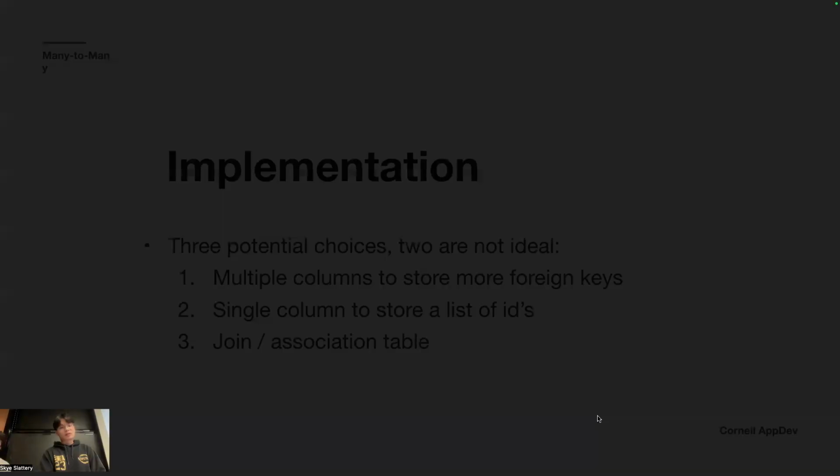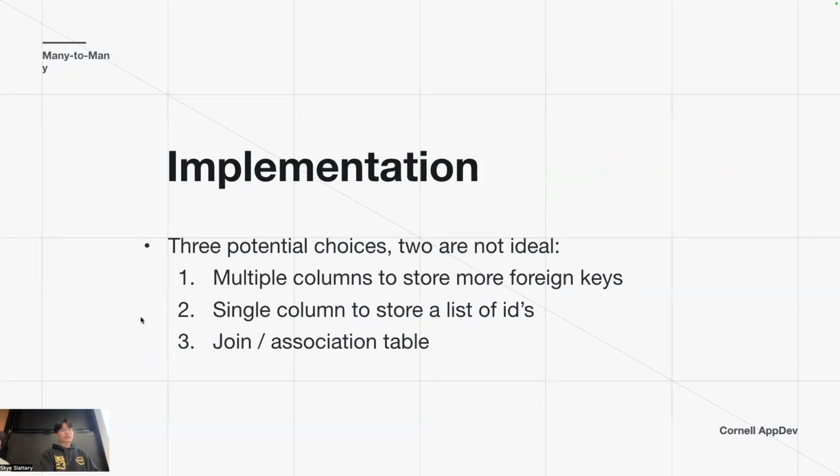And the implementation, there are three potential choices. We're going to go through all three of them, but two of them are not ideal, just to show you why it does not work. So number one, we're going to try have multiple columns to store more foreign keys, and we'll show why that doesn't work. And then we're going to show you why a single column to store a list of IDs also does not work. And then we're going to show you why number three is the best solution, using a join or association table.